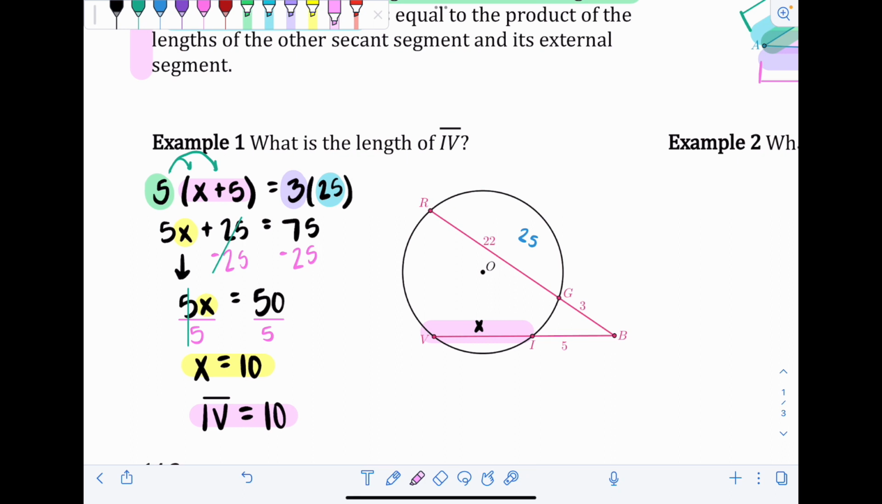Okay, if for whatever reason they did ask for, say, the segment length of segment BV, you would approach it the same exact way. You would just have one additional step at the end of adding what we found for X to the 5 to finish it out.